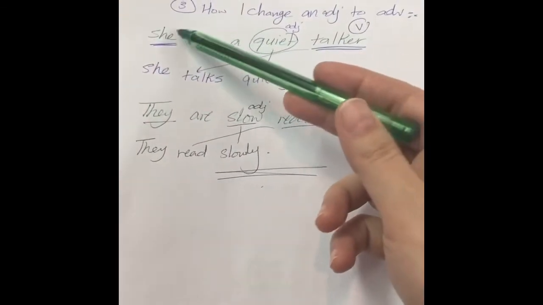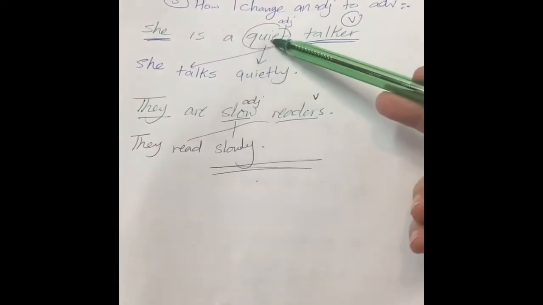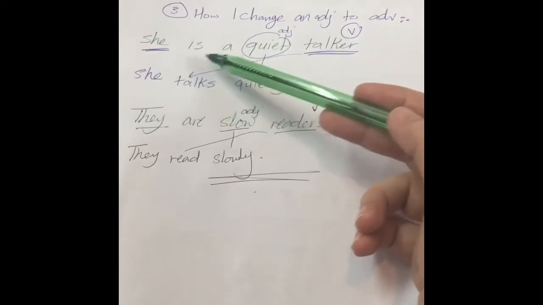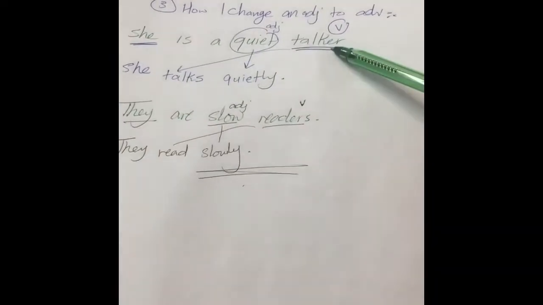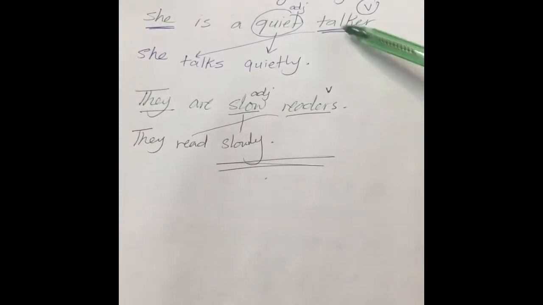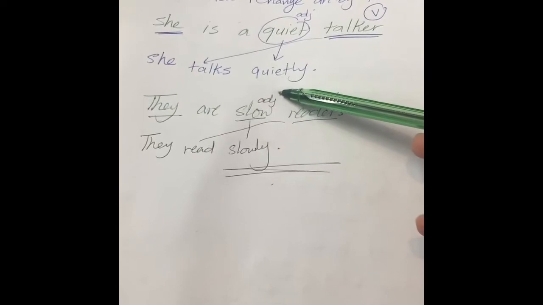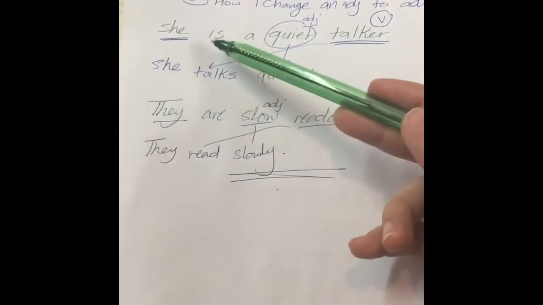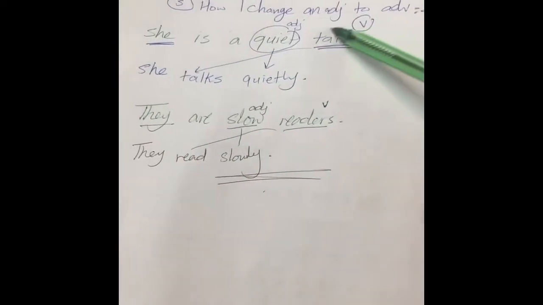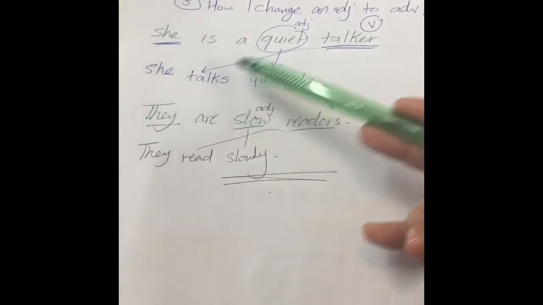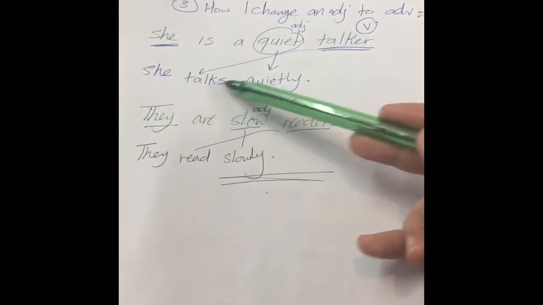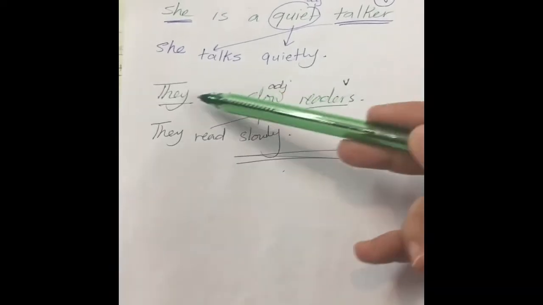Number 3, if I have a sentence with an adjective, how do I change it to an adverb? For example, she is a quiet talker. Here is an adjective, I described her: she is a quiet talker. Now I want to change it to an adverb. What do I say? She is a quiet talker. Then, I will look for the verb, talker. She talks. Quiet is an adjective, I will add ly. She talks quietly.